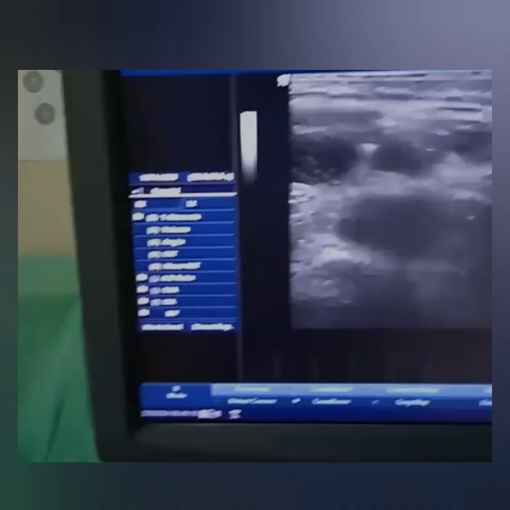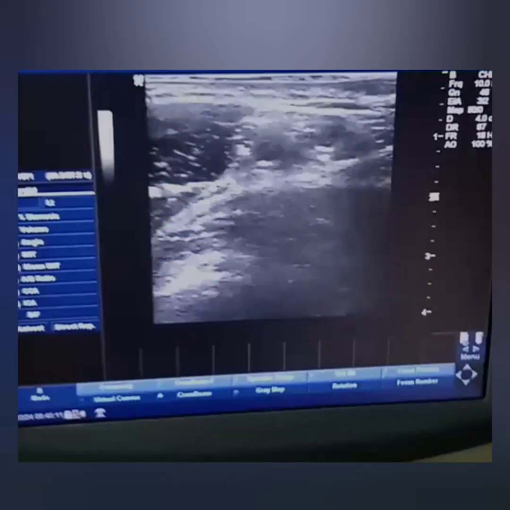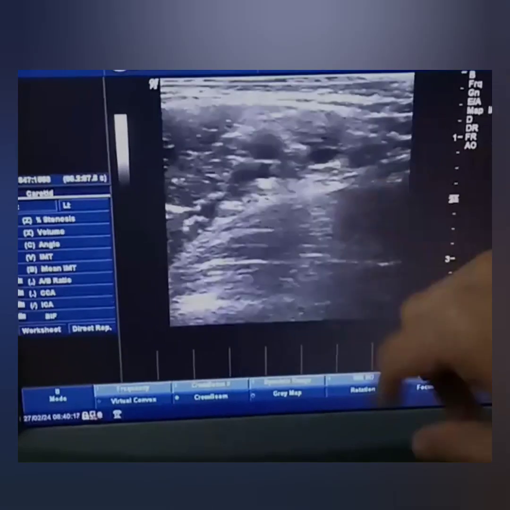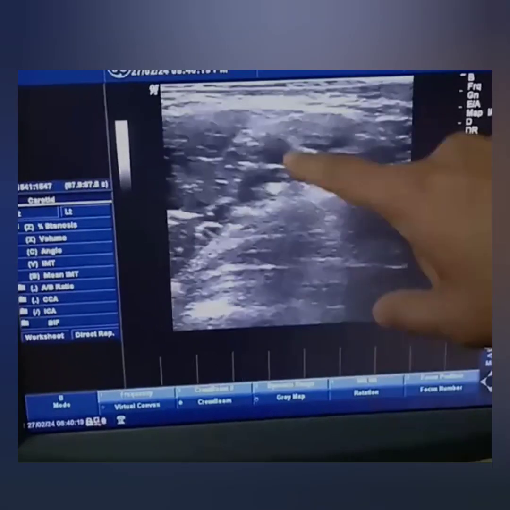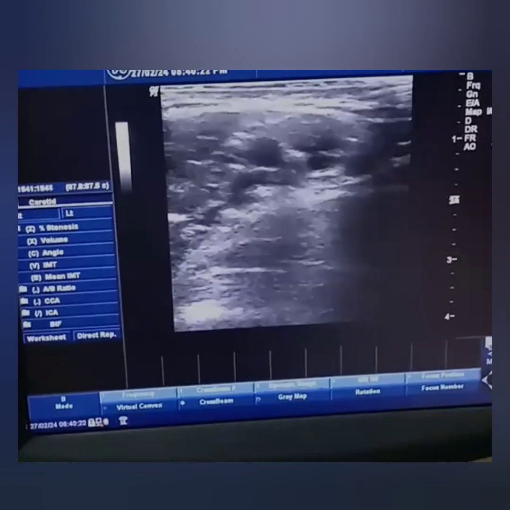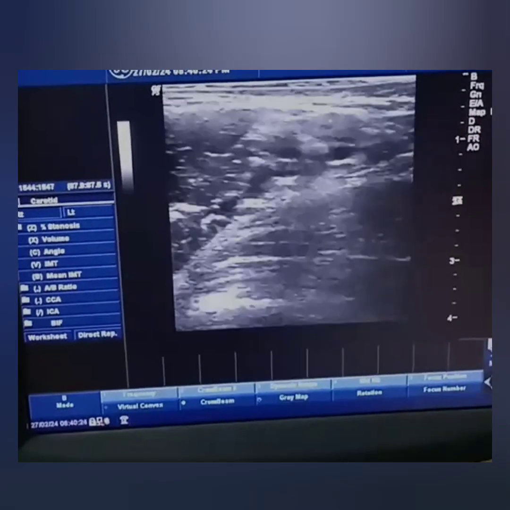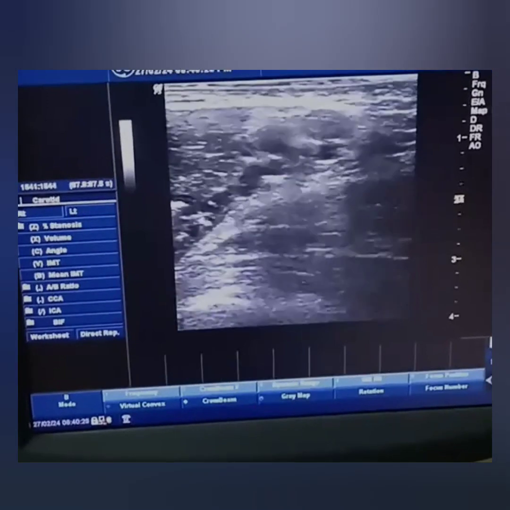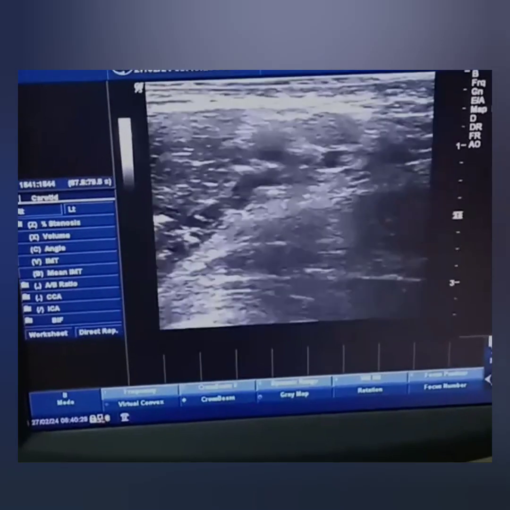Now, axillary artery, axillary vein. If we keep this artery as a reference point, we are going to zoom in a little to see if we can see any hyperechoic structure. Hyperechoic is actually a word used for a white structure, anything that is very bright on ultrasound.